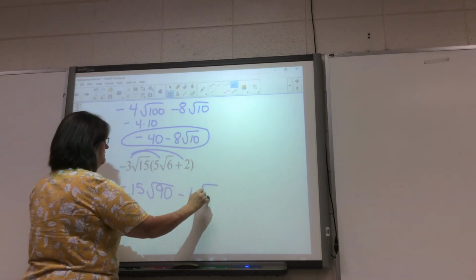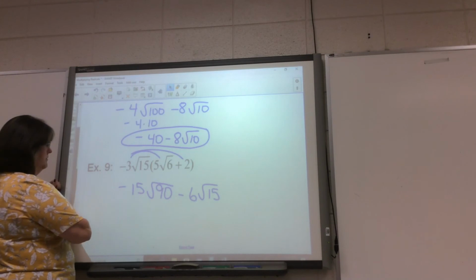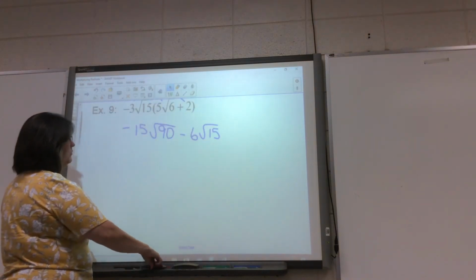negative 6 square roots of 15. This is not going to simplify. 15 is 3 times 5. However, this one will. So we will simplify it.